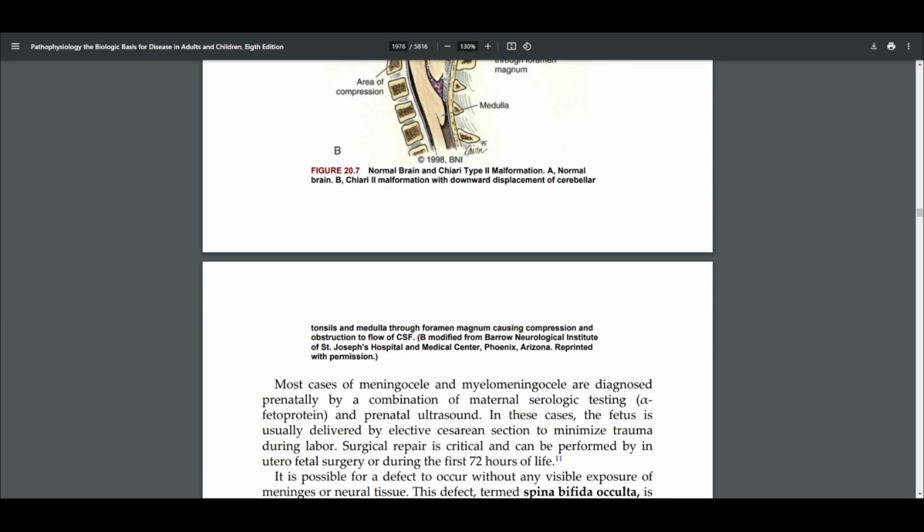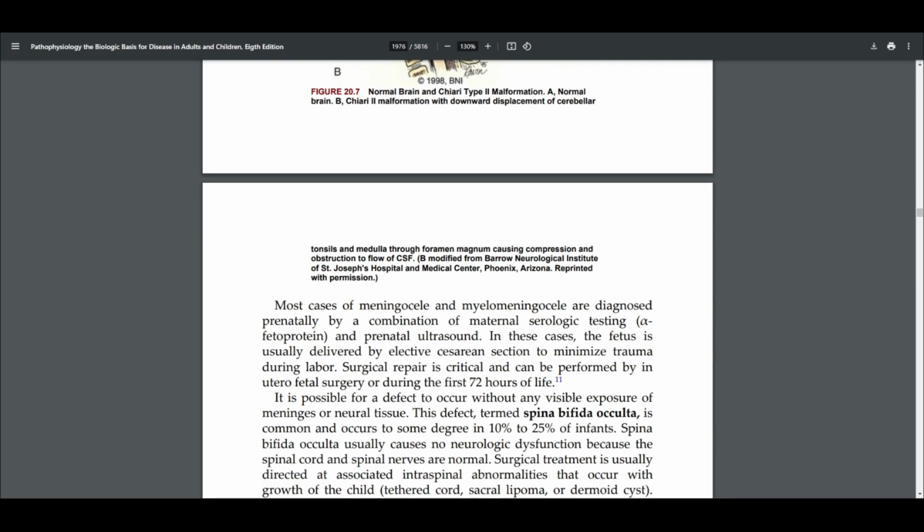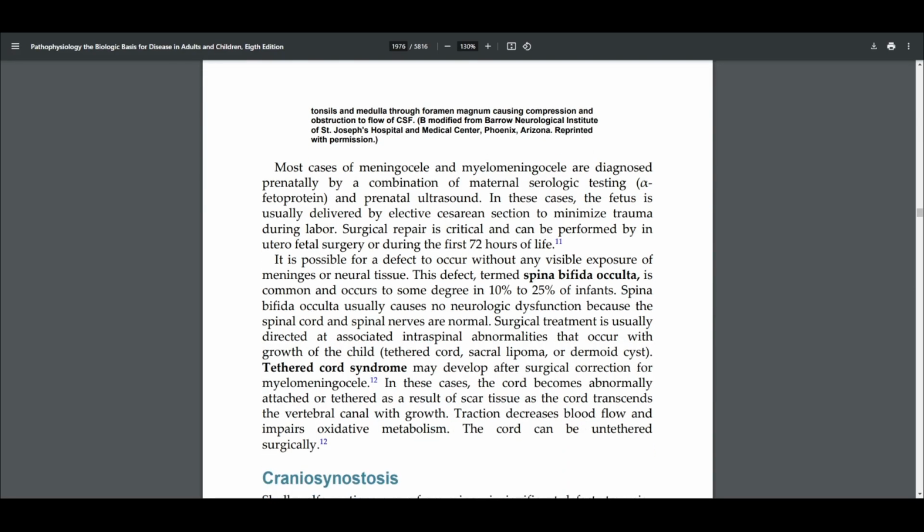Most cases of meningocele and myelomeningocele are diagnosed prenatally by a combination of maternal serologic testing, your alpha-fetoprotein, and prenatal ultrasounds. In these cases, the fetus is usually delivered by elective cesarean section to minimize trauma during labor. Surgical repair is critical and can be performed by fetal surgery in utero or during the first 72 hours of life.